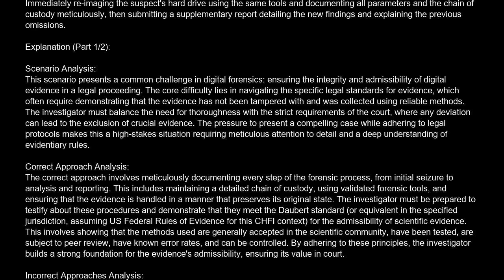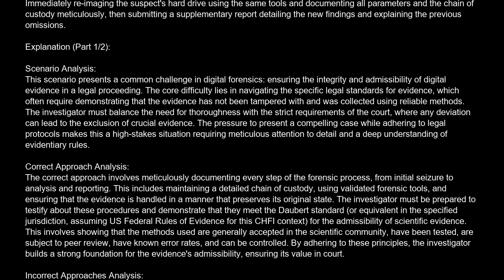The investigator must balance the need for thoroughness with the strict requirements of the court, where any deviation can lead to the exclusion of crucial evidence. The pressure to present a compelling case while adhering to legal protocols makes this a high-stakes situation requiring meticulous attention to detail and a deep understanding of evidentiary rules.